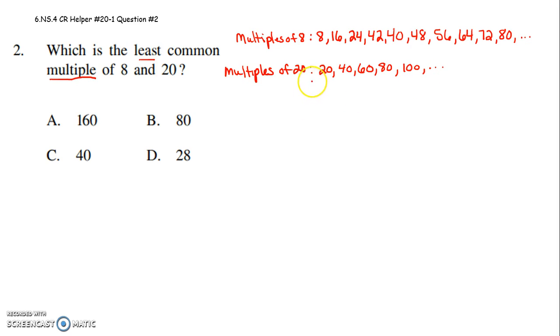So then we look for common multiples. Oh, look, they have 40 in common. If we look over here, they also have 80 in common, but that's not the least common multiple. We're looking for the smallest common multiple. So 40 is the least common multiple of 8 and 20.